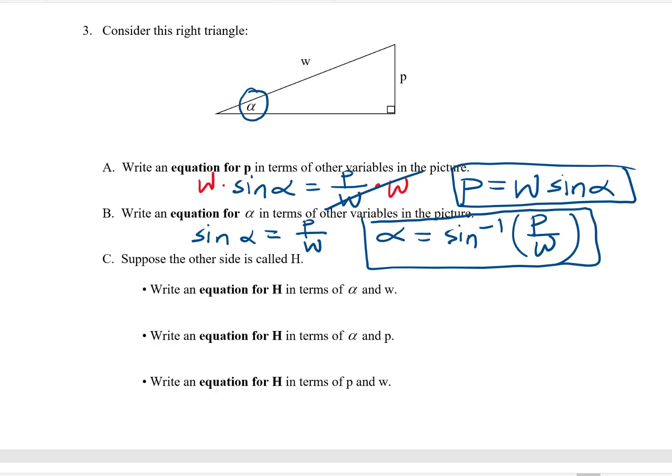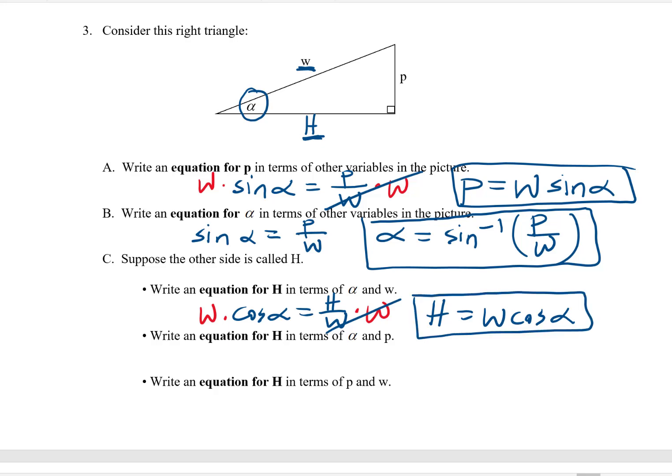Part C, the other side we're now going to call H. I want an equation for H in terms of alpha and W. So focus in on those three letters. What would link up those three pieces? It would be the cosine function. Cosine of angle alpha would be adjacent H over hypotenuse W. Again, if I multiply both sides by W, I will have what I want, an equation for H using the other letters in the problem. H equals W cosine alpha.